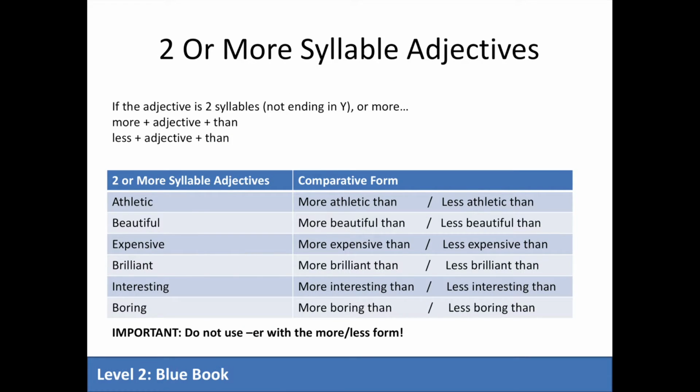So for adjectives with two or more syllables and do not end in Y, you'll need to include the words more or less plus the adjective followed by than to form the comparative. Again, we have a long list here on the chart. Take a look and note, we do not add ER when we include more or less than. You'll need to remember this.